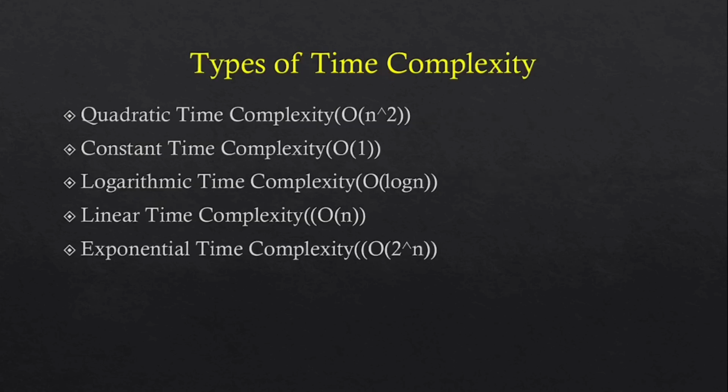What are the types of time complexity? I am not telling you these are all the types of time complexity. I have other time complexities also, but I have mentioned some types like quadratic time complexity, constant time complexity, logarithmic time complexity, linear time complexity, exponential time complexity. Okay, so I have other time complexities also like order of n factorial, order of n log n, right?